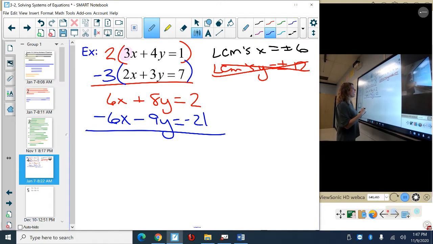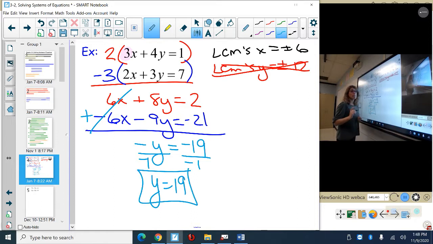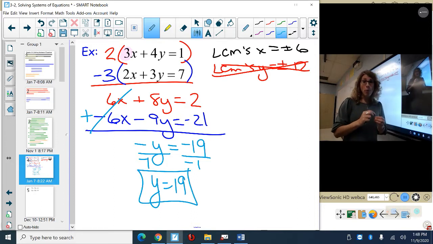So now what I have done is I have two new equations that are exactly the same as the above ones, but I multiplied them by a value so that I can eliminate. So now I'm going to add straight down, and the x's go away, and I'm left with negative y is equal to negative 19. Divide by negative 1, and I have y is equal to positive 19. Meaning my point of intersection where they cross out in space is going to have a y coordinate of 19.